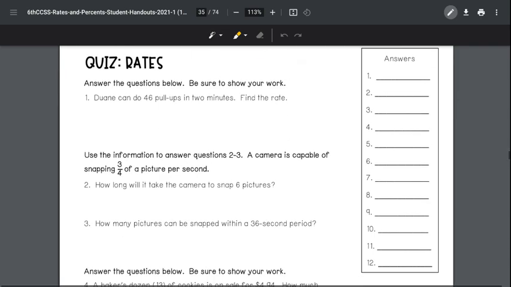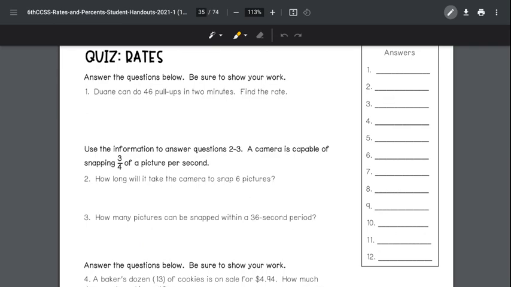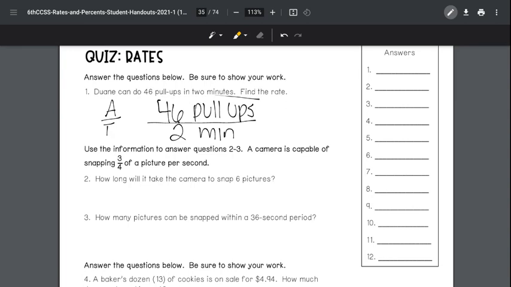Number 1, Dwayne can do 46 pull-ups in 2 minutes. Find the rate. 46 pull-ups over 2 minutes. Our total amount of activity over our total amount of time.